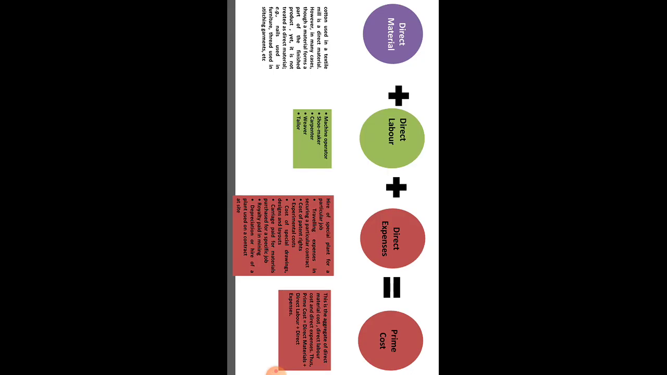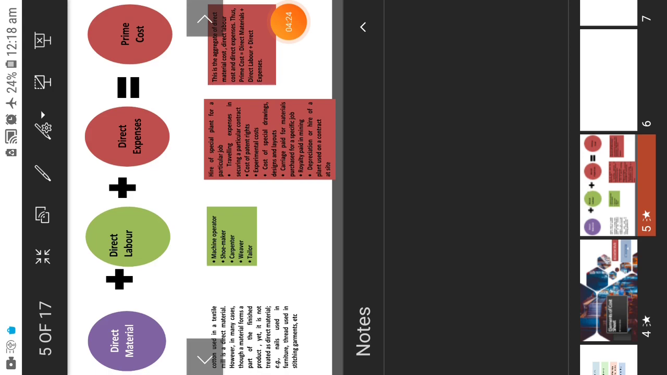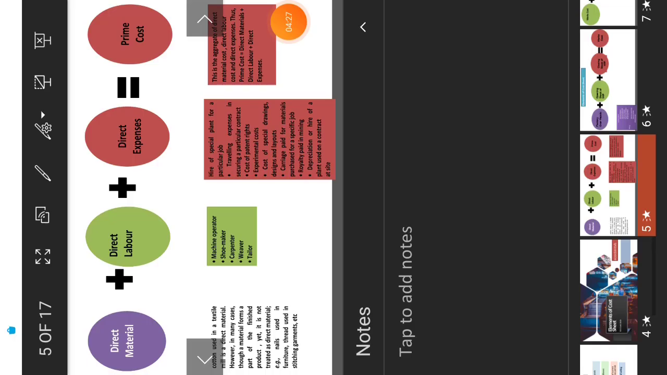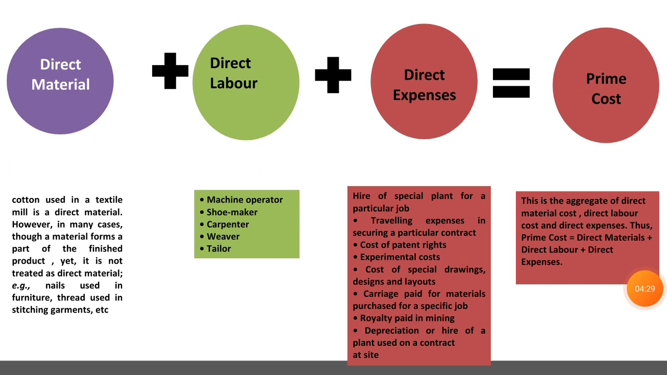Therefore an equation can be prepared: prime cost is equal to direct material plus direct labor plus direct expenses. In an examination they may ask you a question regarding what is the equation of prime cost. So for that purpose you need to remember this formula.